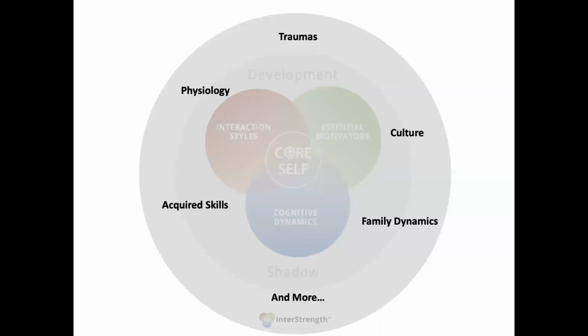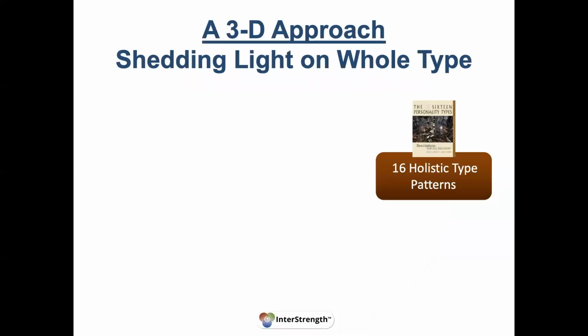Then all of these other things happen, like traumas, culture, family dynamics, acquired skills, physiology, all kinds of things that kind of cloud over what that constant core is. So if we can take a 3D look at each of the 16 personality types and shed some light on what these different aspects of the core self might be, we can have a much fuller picture of who we are. And each lens gives us different information.